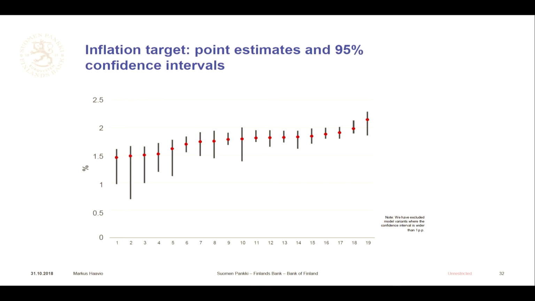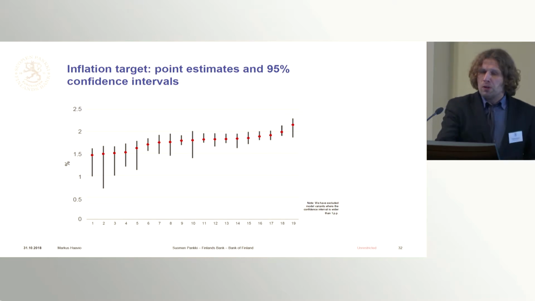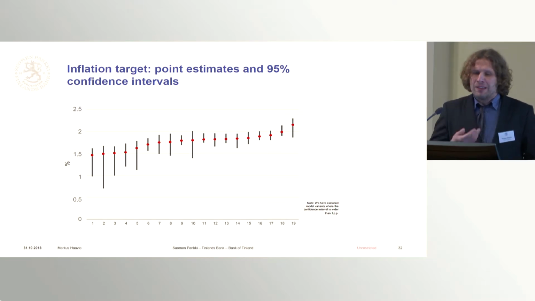So what you can see is, there are some models which suggest that the inflation target is pretty low, something like 1.5 or even lower. Also, there's one model which suggests that the inflation target is something like over 2. But overall, most of the models give estimates in the range between 1.6 and 1.8%.